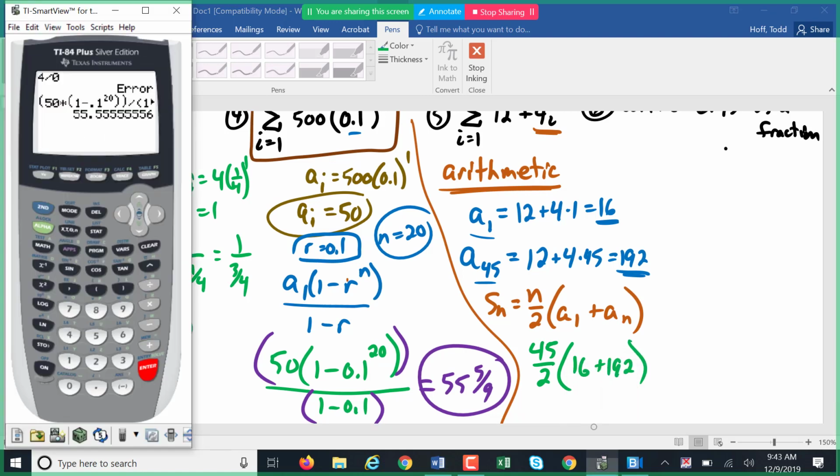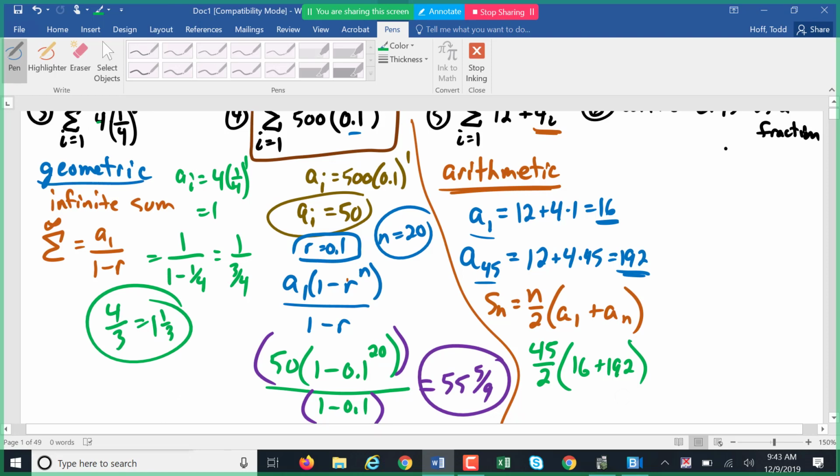So if we punch that in, 45 divided by 2 times, make sure you put parentheses around this, 16 plus 192, close the parentheses. 4,680 we get.